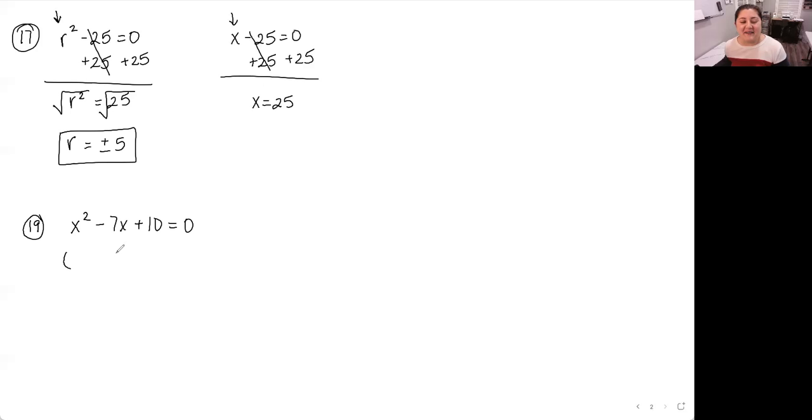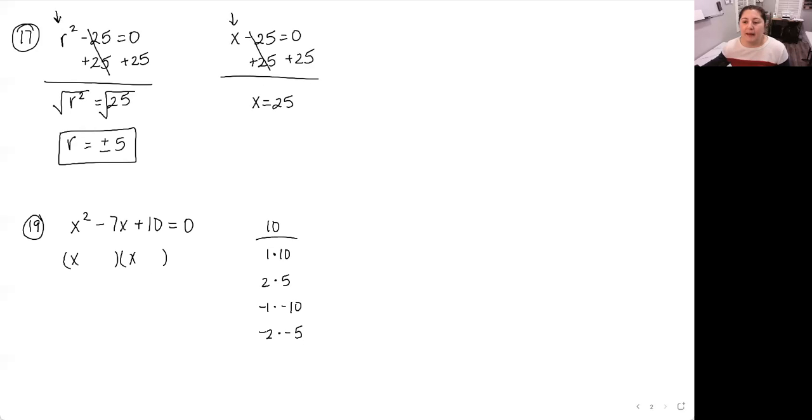Okay, so I'm going to open up 2 sets of parentheses just because that's what I like. The 2 factors of x squared are just going to be x and x, right? And then I'm going to take the factors of 10. My factors of 10, 2 numbers that multiply to get 10, are 1 and 10 and 2 and 5. I could also do -1 and -10 and -2 and -5.